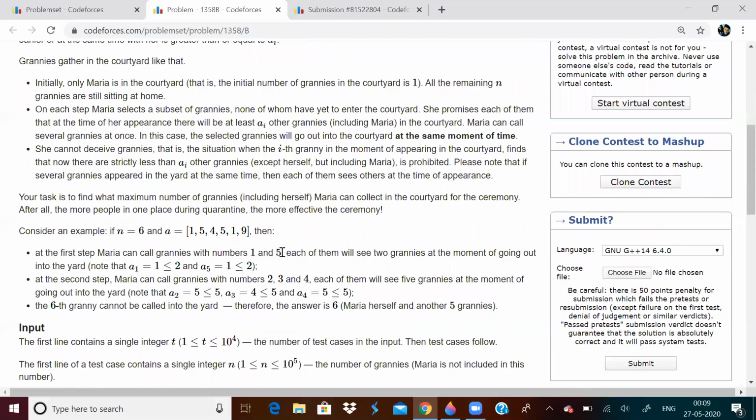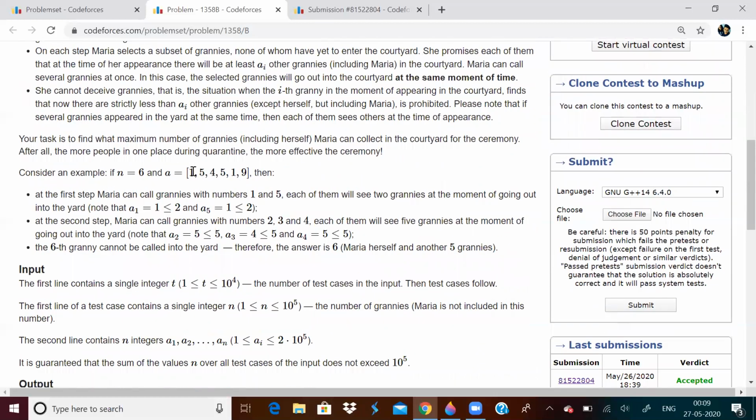So if you want to look at the first example, initially there is one person, that is Maria. If I call this granny, that is 1, and this granny, I can call both of them because the number of people before calling both of them is equal to the value of this granny. Number of people before calling these both grannies is 1. 1 is greater than or equal to 1, so I'll call both of them.